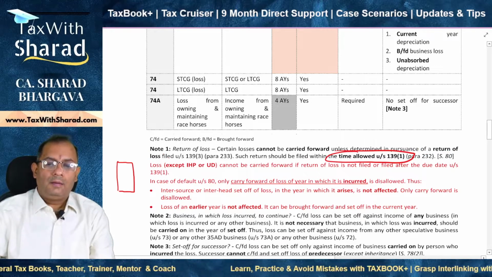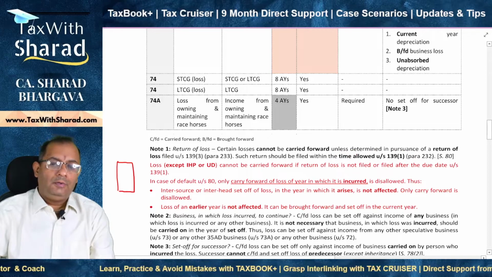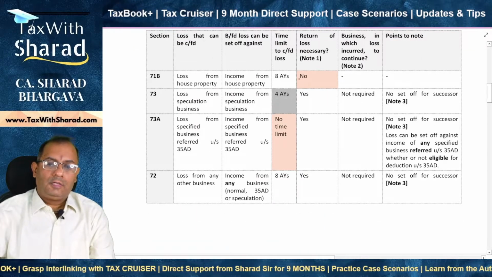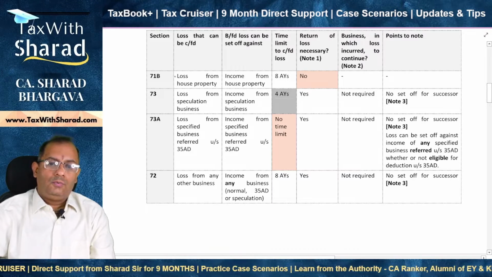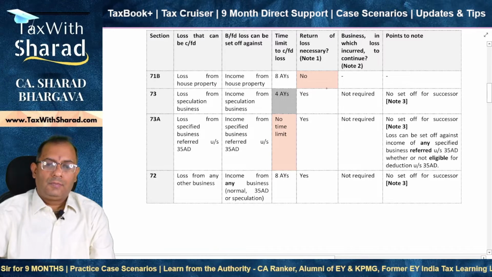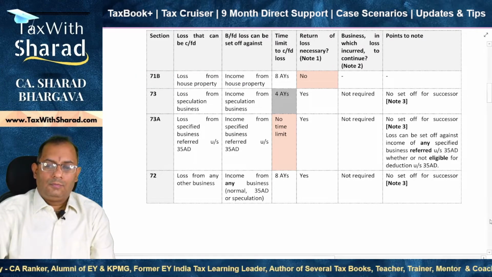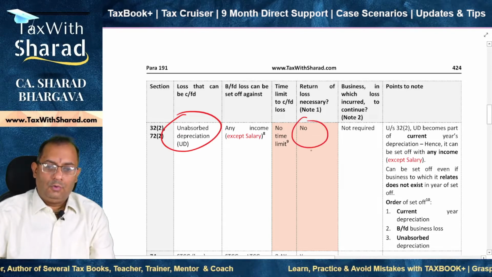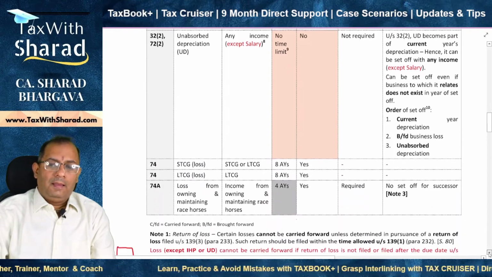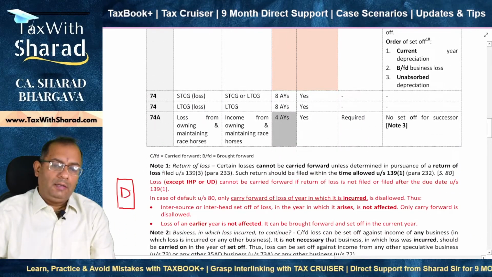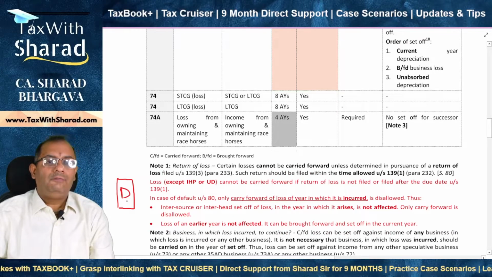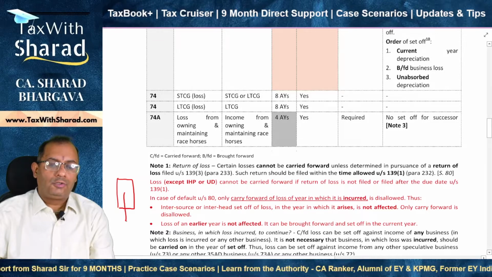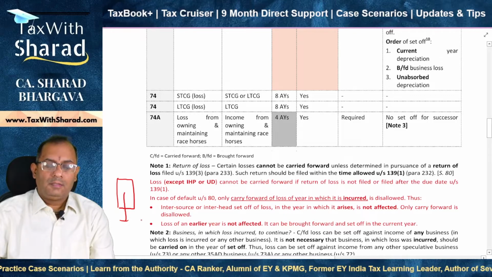That means if you are to file a return after the due date, then you really cannot carry forward the loss to the subsequent year. Now what we need to keep in mind is this restriction does not apply to loss under the head income from house property under section 71B, and this also does not apply to unabsorbed depreciation. Which means that if you have loss from house property in the current year, or if you have unabsorbed depreciation arising in the current year, and if you have not filed the return of loss within the due date under section 139(1), you can still carry forward such loss to the subsequent year for being set off in that subsequent year.